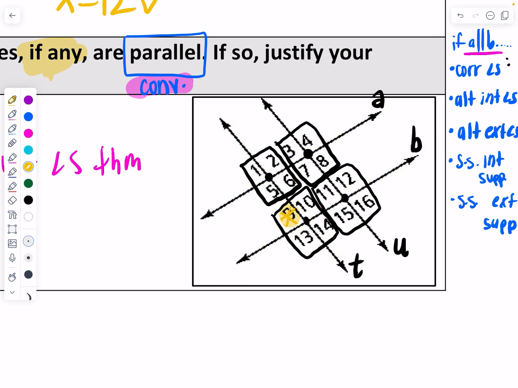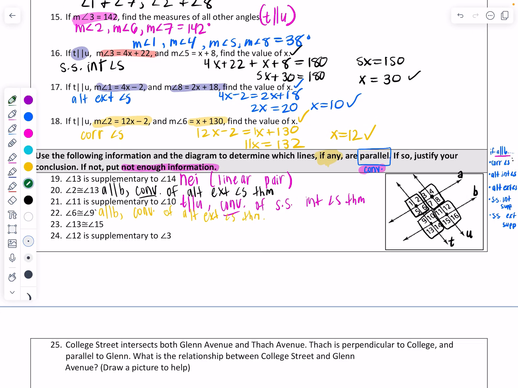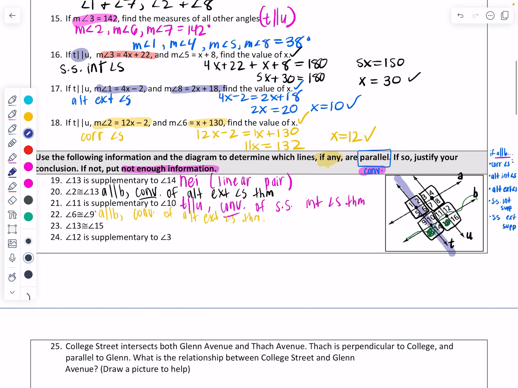All right, next problem is number 23. And it says, what if 13 is congruent to 15? So here's 13, here's 15. What kind of angles are those? If B is my transversal, then my parallel lines are going to be T and U. So I'm going to say that T is parallel to U.